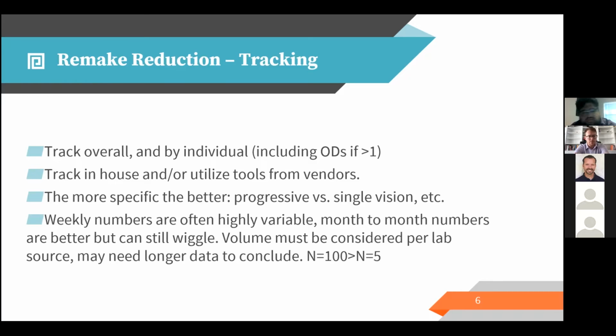Weekly numbers useful, but they're super variable. So you might have an incredibly high week individually, or as a practice, try not to get too down unless you're seeing a string of them, and that'll show up in the monthly numbers, which are going to be much more useful. And if you've got a lab or a source where you're only pulling 5 jobs a month from it, it's going to take you a while to compile enough data to evaluate that source, of course.